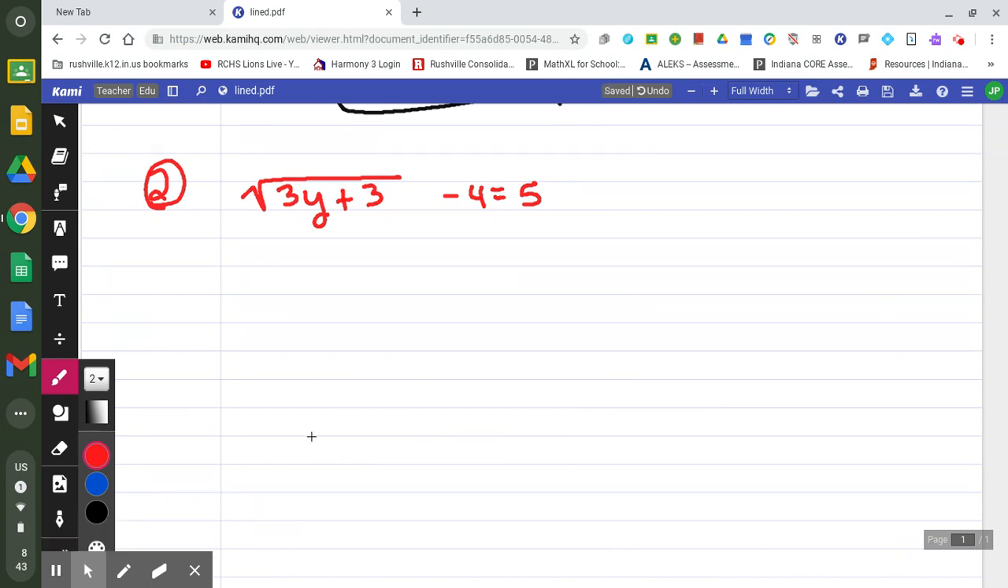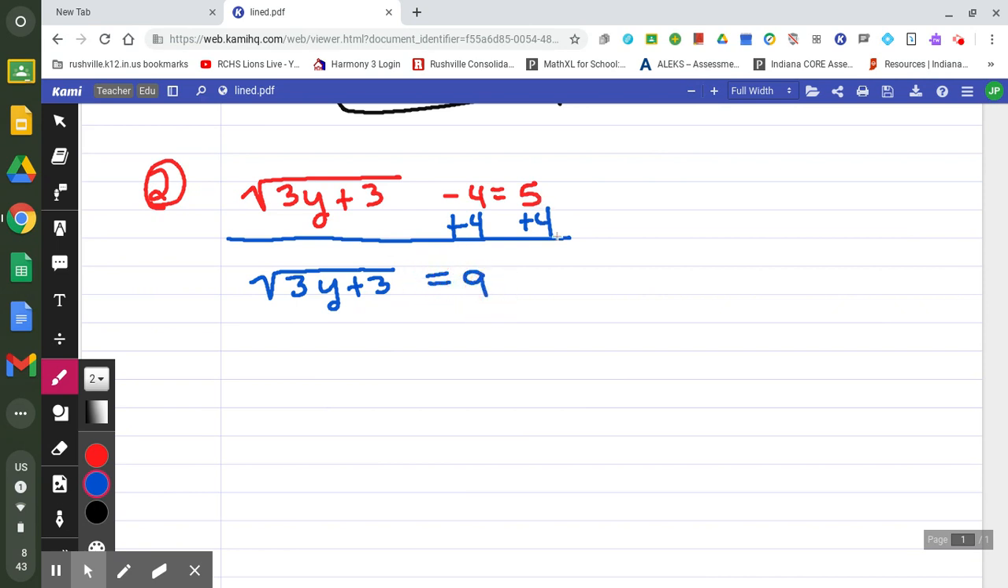On number 2, I have the square root of 3y plus 3, and then the minus 4 is not under the radical, equals 5. So this radical is not completely by itself. I need to get rid of this minus 4. So I'm going to add 4 to both sides of the equal sign. Then I will have the square root of 3y plus 3 equals, the 5 plus 4 is 9, because that goes away.